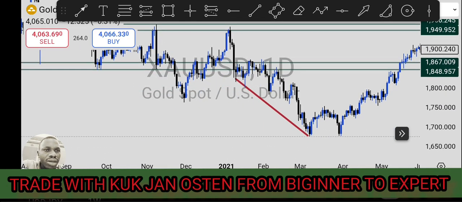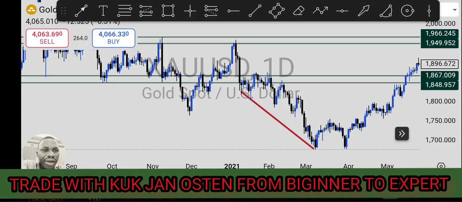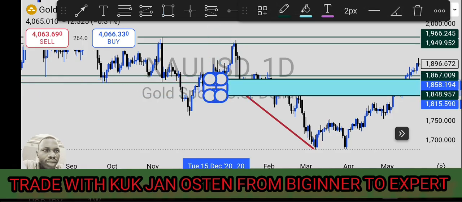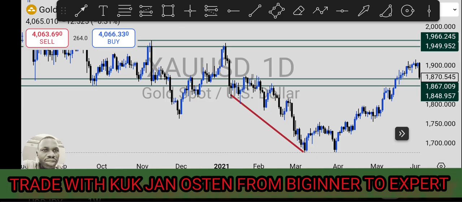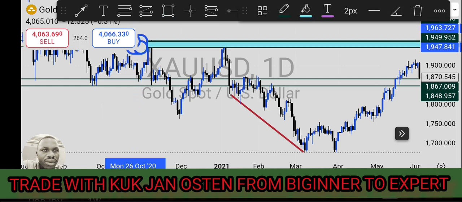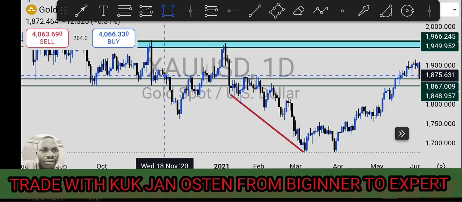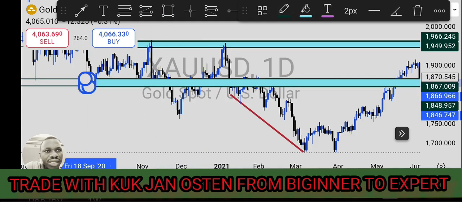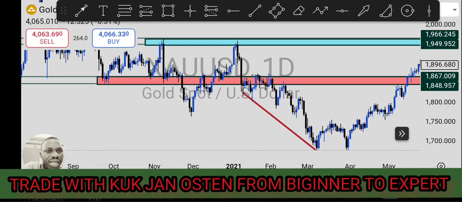Okay, guys. So we can see that we have already identified our major key zones. In the first case, we are seeing that this zone here, these are our major key zones. We have this, then we also have this. On our left, we are seeing some sort of this. We can also change this color to red.